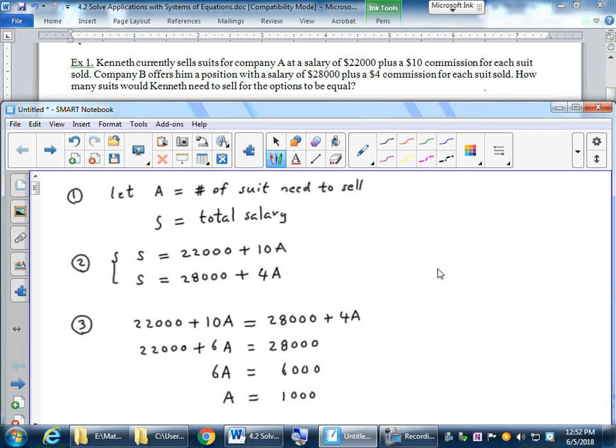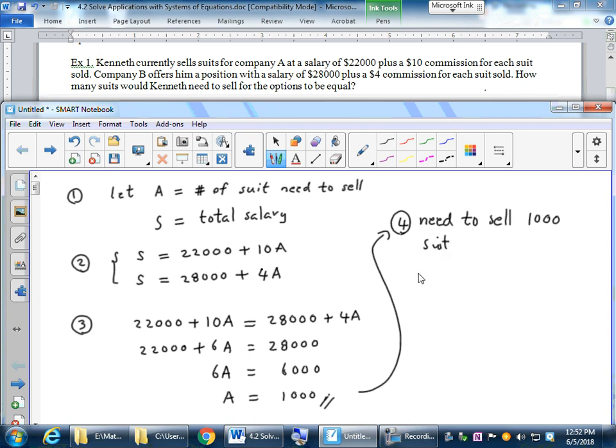Now, the question only asks how many suits need to be sold so that the salaries will be equal. It only wants the number of suits needed to sell. They don't want to know the total salary. So we don't have to complete solving this system. We can stop right here because we know what our A value is. So therefore, I can do the interpretation, step 4, and say that I need to sell 1,000 suits.